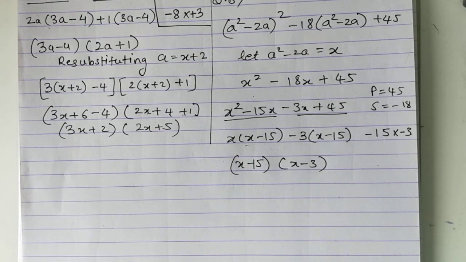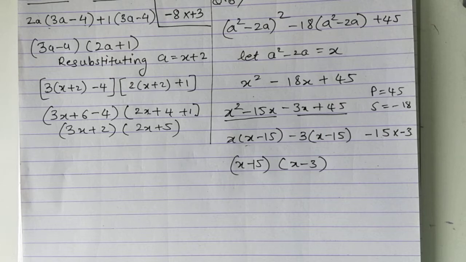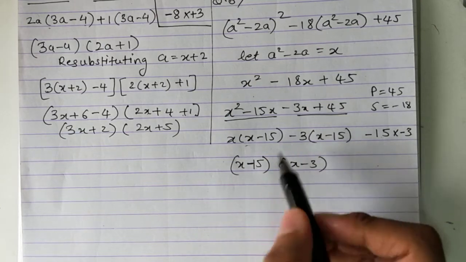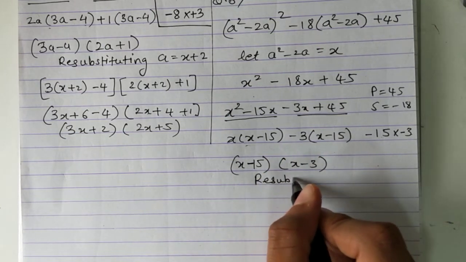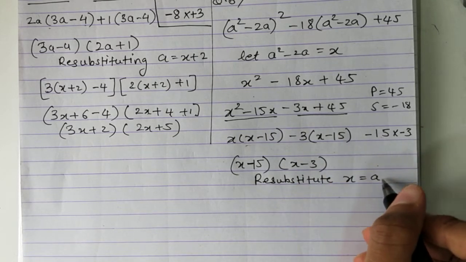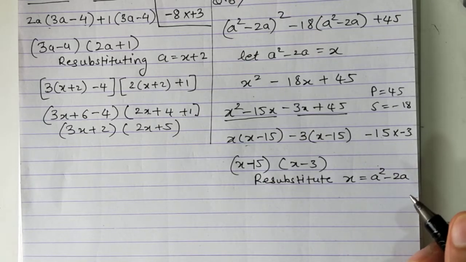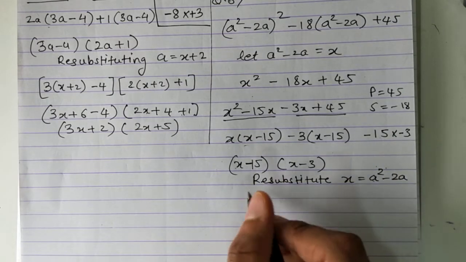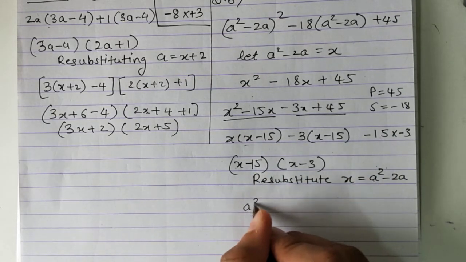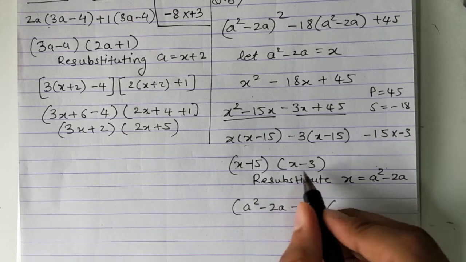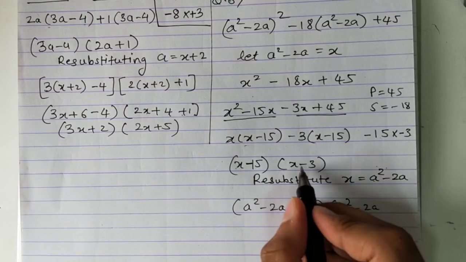Okay. Till here it was easy. But after this, we have to resubstitute. Resubstitute x is equals to a square minus 2a. So in the place of x, I'll substitute a square minus 2a. So let's substitute. In the place of x, I'll write a square minus 2a minus 15. And here I'll write a square minus 2a minus 3.